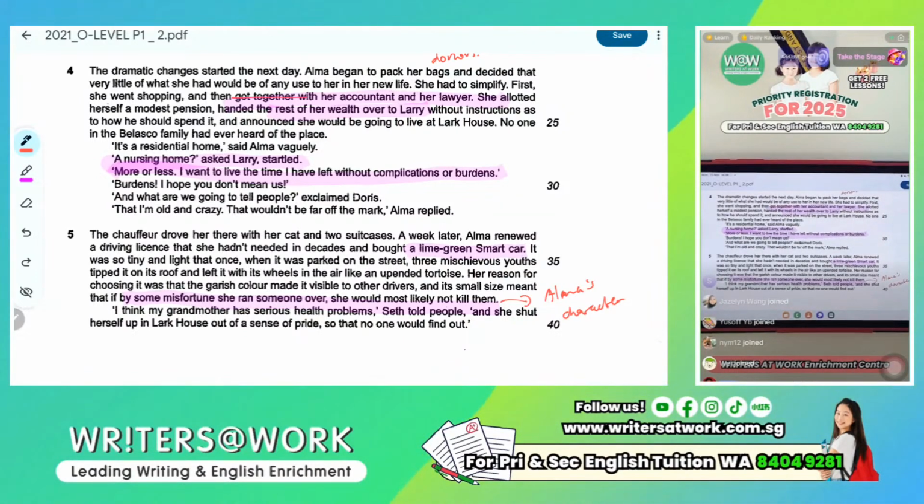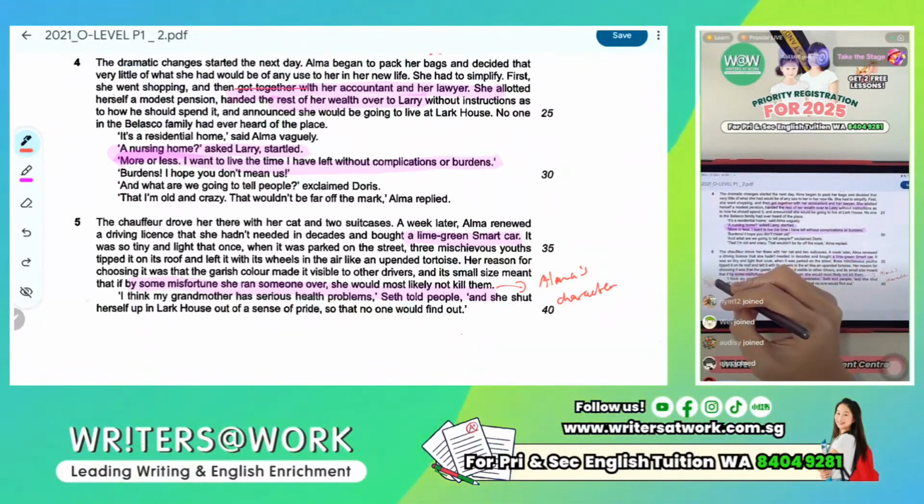I'm just pointing out all these relevant phrases to kickstart the brainstorming process, because we'll be discussing them in depth during our question analysis. And you can see over here, the last sentence actually tells you why the grandmother was behaving very weirdly, why there was a complete change in her behavior.